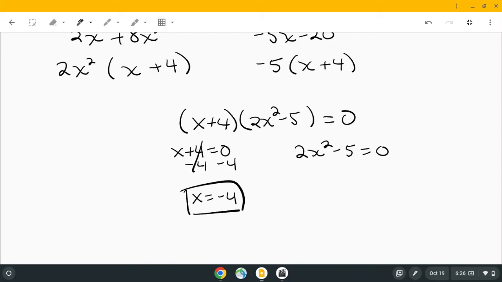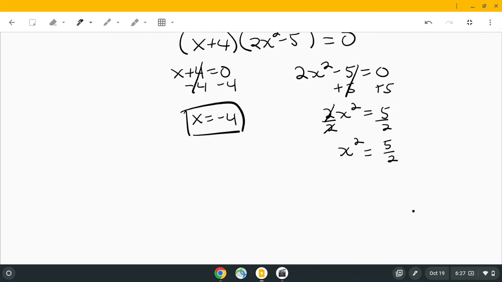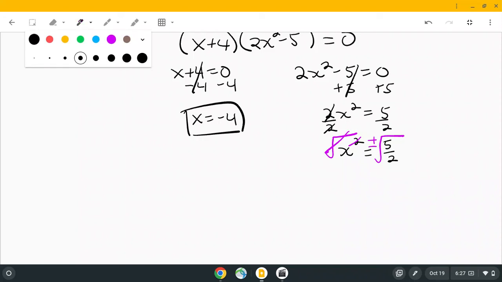Over here, in the second factor, I have to add 5 to both sides. And then I get 2x squared equals 5. And then I have to divide both sides by 2 to get the x squared by itself. But I'm not quite done yet. I have to cancel out that square. And the way I cancel out that square is by taking the square root of both sides. When I do that, it cancels out the square. When I do that, I need positive and negative. Make sure you do positive and negative.